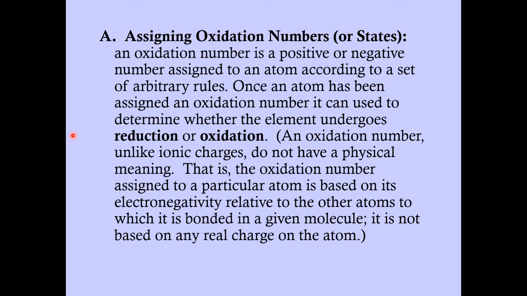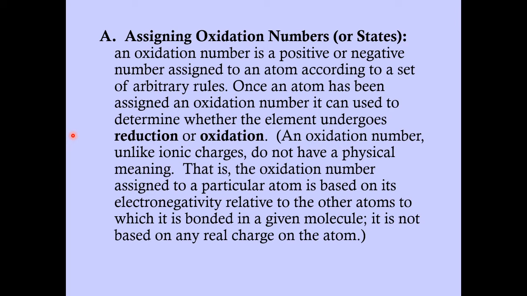Once you've assigned that oxidation number, it's just a matter of seeing if it changes from one side of the reaction to the other, and that's literally all you have to do to recognize whether it's an oxidation reduction reaction or not. If the numbers are all the same on both sides of the reaction, it's not a redox reaction. If the numbers do change, then it is a redox reaction. It's really that simple.